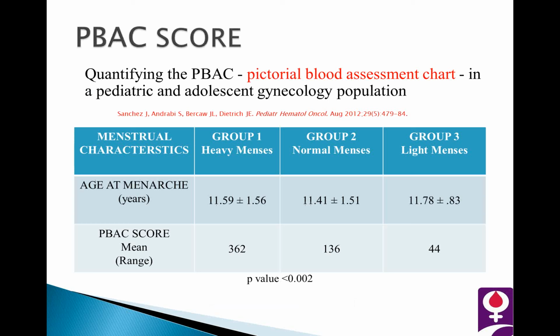So that's the PBAC score that I just briefly spoke about. If we look at a pediatric and adolescent gynecology population, this study tried to gauge how good we are at assessing the validity of this score in an adolescent population, because many of the studies have been done in adult women. This study looked at several different groups of adolescents: Group 1 with heavy menses, Group 2 with normal menses, presumably not menorrhagia, and Group 3 with light menses. Our groups were quite similar in terms of their age, and there were no statistical differences in their age at menarche. However, when we did a pictorial blood assessment chart, there were very different scores from Group 1 in the menorrhagia category, Group 2 in the normal menses category, and Group 3 in the light menses category, and this was statistically significant.